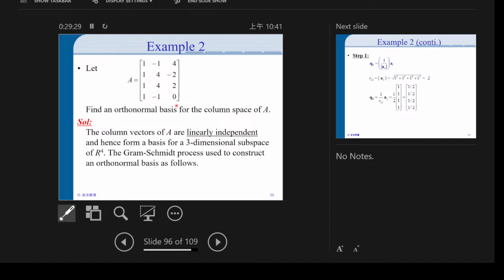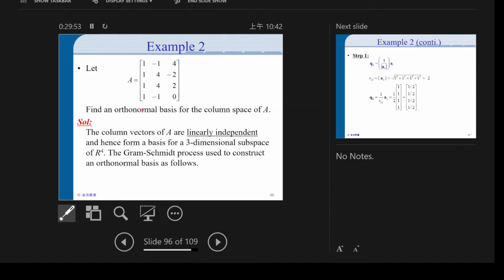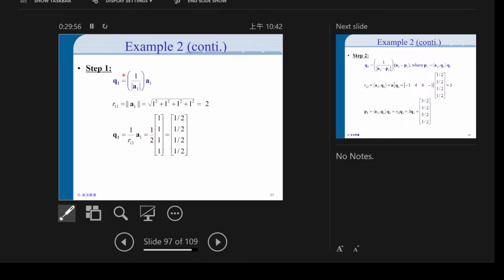Let's do it step by step. The first step is to normalize the first vector. It's x1, but we call it a1, because it's a column vector of the matrix A. We normalize a1, and call the result q1. This is our first orthogonal basis vector. We normalize a1 with the norm of a1, and we give the norm a name. We call it r11.